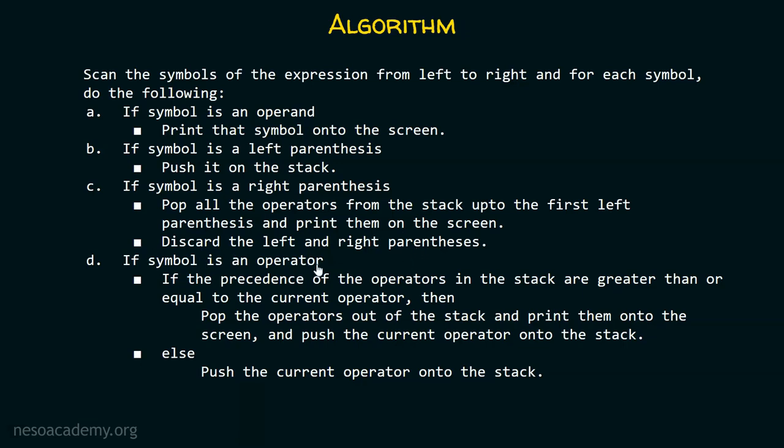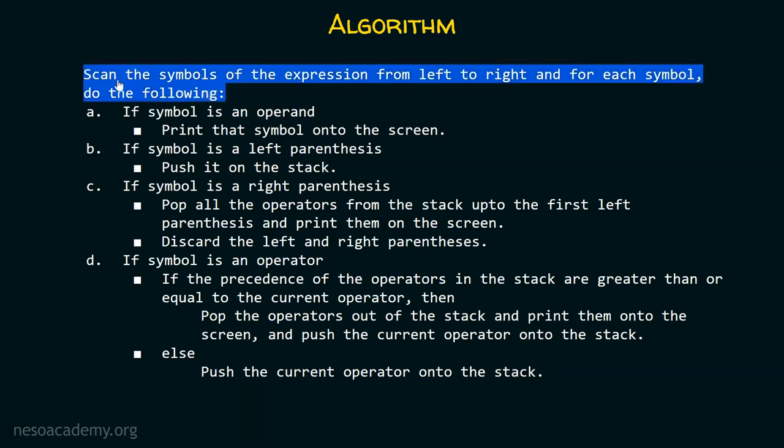If the symbol is an operator, this is very important, and if the precedence of the operators in the stack is greater than or equal to the current operator, then pop the operators out of the stack and print them onto the screen, and push the current operator onto the stack. Simple procedure. Otherwise, we'll push the current operator onto the stack. Now, let's evaluate this algorithm step by step.